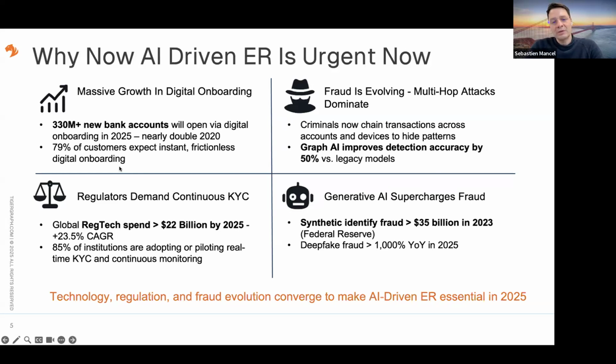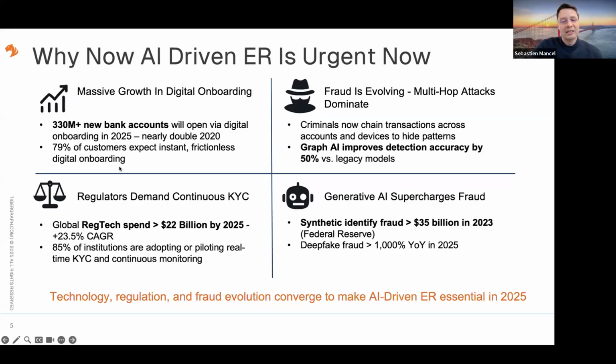And traditional linear models just can't keep up. Graph AI improves detection, on the other hand, by 50%. So the detection accuracy improves by 50%. And regulators are just not looking for periodic reviews anymore. They're pushing for continuous real-time KYC and monitoring.